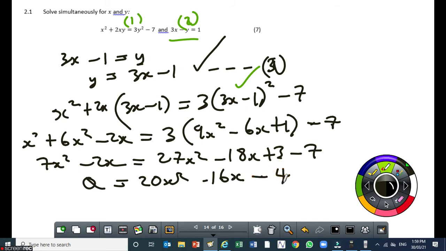Fortunately, there's a common factor, which is a 4. So I can write 0 equal to 5x squared. You can put the 4 there. Minus 4x minus 1.